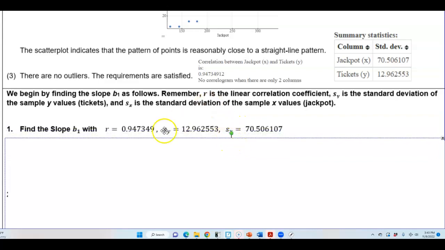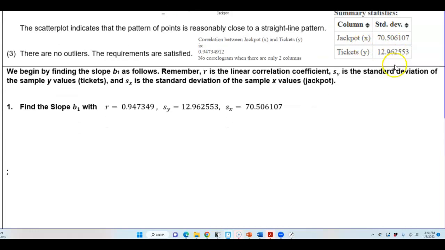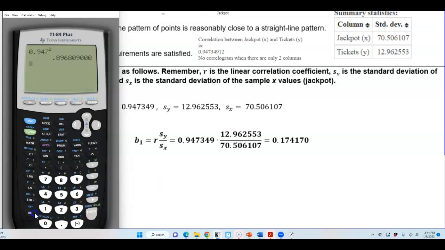With the slope, we know that r, rounded to 6 decimal places, equals 0.947349. The standard deviation for the y values to 6 decimal places is 12.962553, and the standard deviation for the x values is 70.506107. Now we plug these into the formula to find the slope. The slope is equal to r times the standard deviation of y divided by the standard deviation of x. Let's verify that on our calculator.